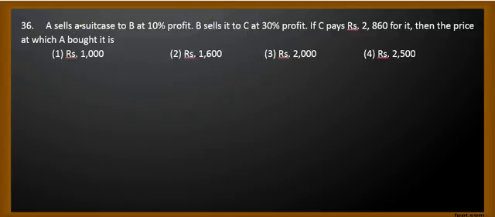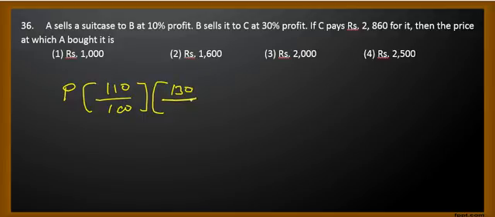Now A sells a suitcase to B at a profit of 10%. B sells it to C at a profit of 30%. If C pays 2860 for it, then the price at which A bought is. Let the cost price of A be P. A is selling at a profit of 10%, so 110 by 100. And B sells it to C at a profit of 30%. Now it becomes into 130 by 100, because this is the cost price of B.